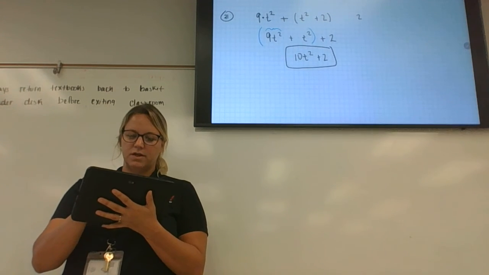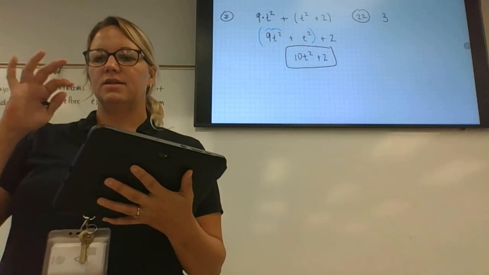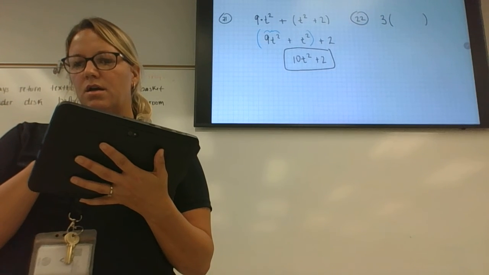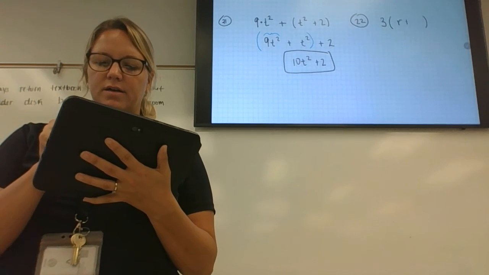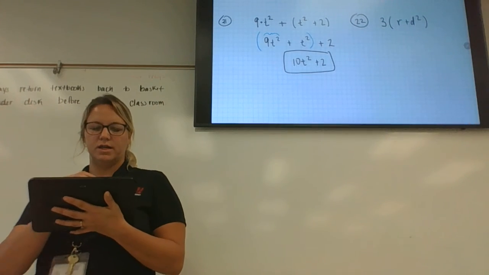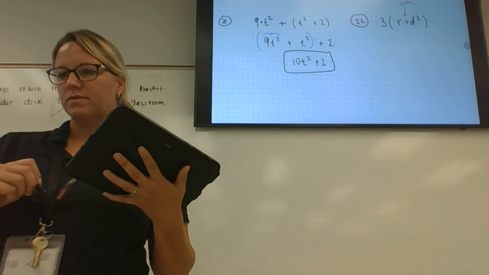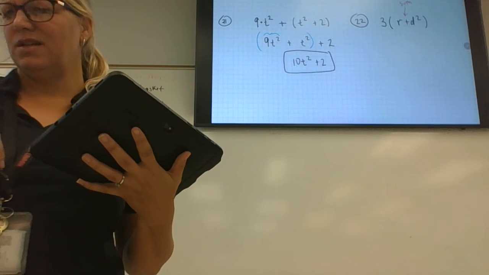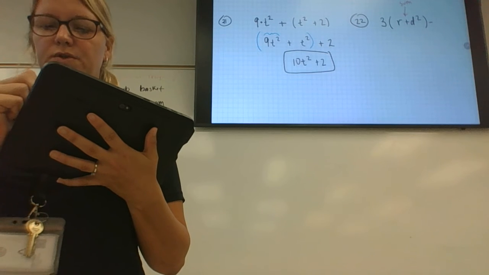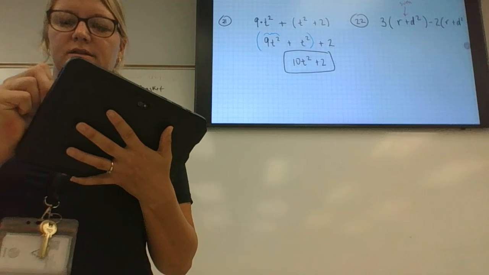22. I'm going to do something very similar with 22. 3 times the sum of, so I have a sum I'm getting into here, r and d squared. 3 times the sum of r and d squared. So this is where I put sum. 3 times the sum of r and d squared minus 2 times the sum of r and d squared.